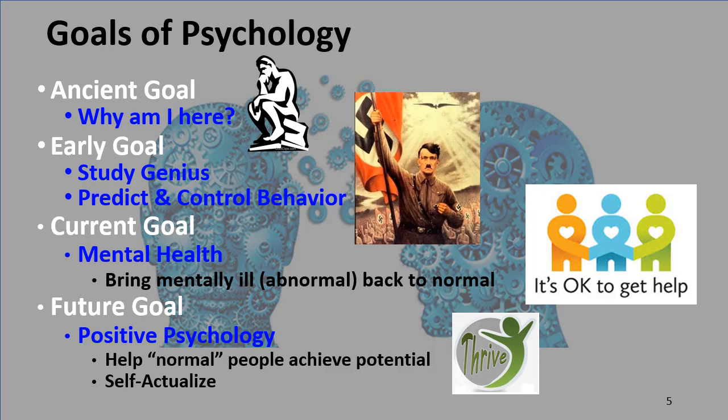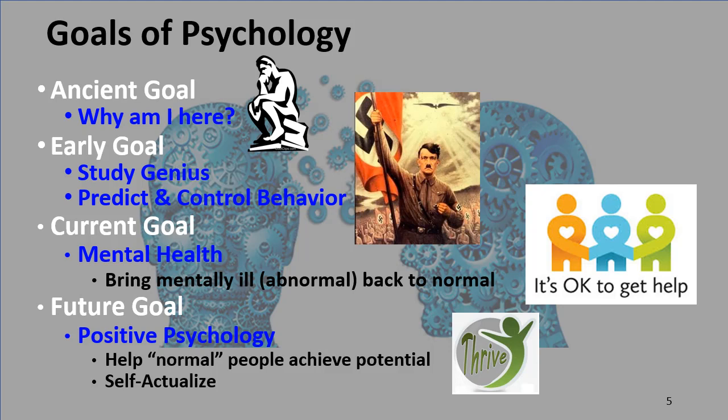In the early 20th century, the 1900s, as they began to study psychology as a science, we got into looking at genius, but the thing that really took off was how can we predict and control people? And the first person to really take advantage of this was Adolf Hitler. So through propaganda and so forth, he tried to take over the world.